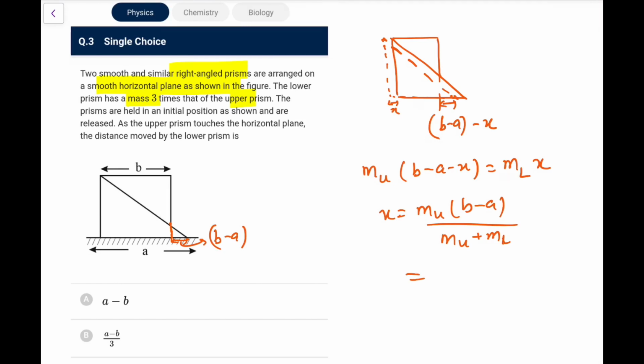That you can directly write if you have done such questions of plank and everything else. And what is given? The lower has 3 times mass, so let it be m, that it becomes m plus 3m into b minus a. So now we will go for b minus a by 4.